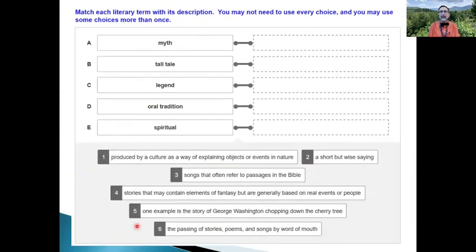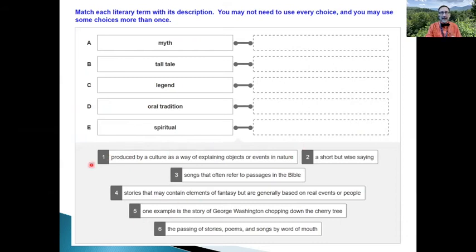All right, just to check your understanding really quickly, I always like to go through a couple quick checks at the end, and this prepares you for any questions that may come up later. Let's take a quick look here. Let's see if we can match these up. So we've got myth, tall tale, legend, oral tradition, and spiritual. And then we have 6 choices at the bottom here. So let's do them one at a time.